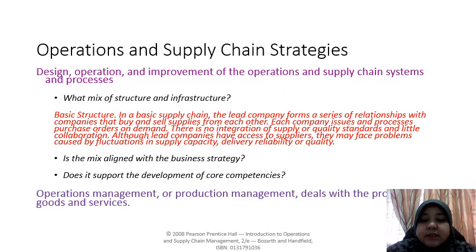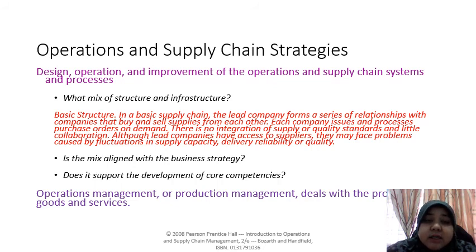Okay, so these are the supply chain strategies. Ini model yang kedua pula. Alright, so basically this is a second model, operation and supply chain strategies, where we have the design, operation, and improvement of the operation and supply chain system and processes. Okay, so what mix of structures and infrastructures. Basic structures, ini definitions of structures lah ya.